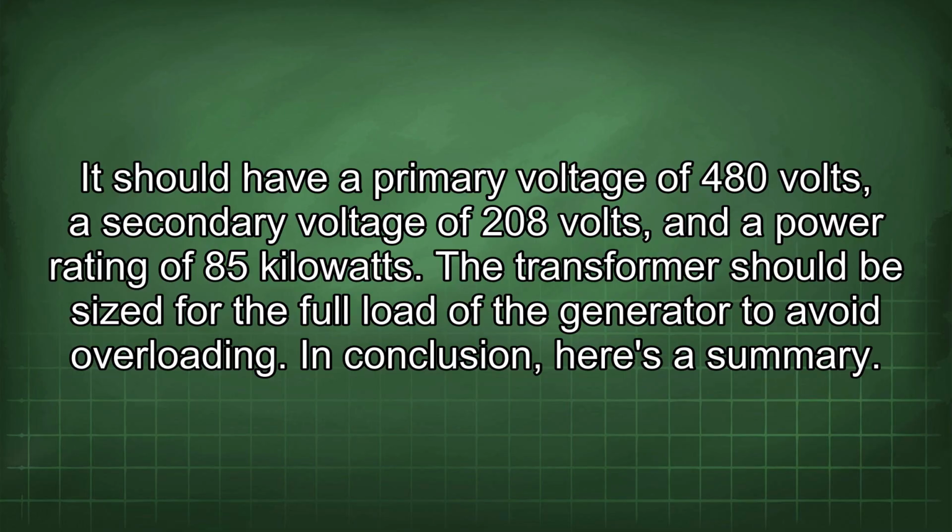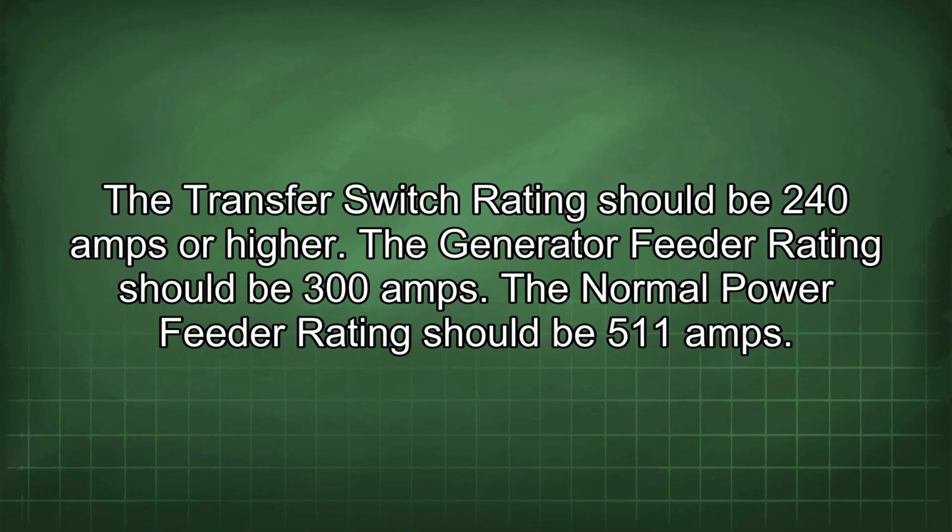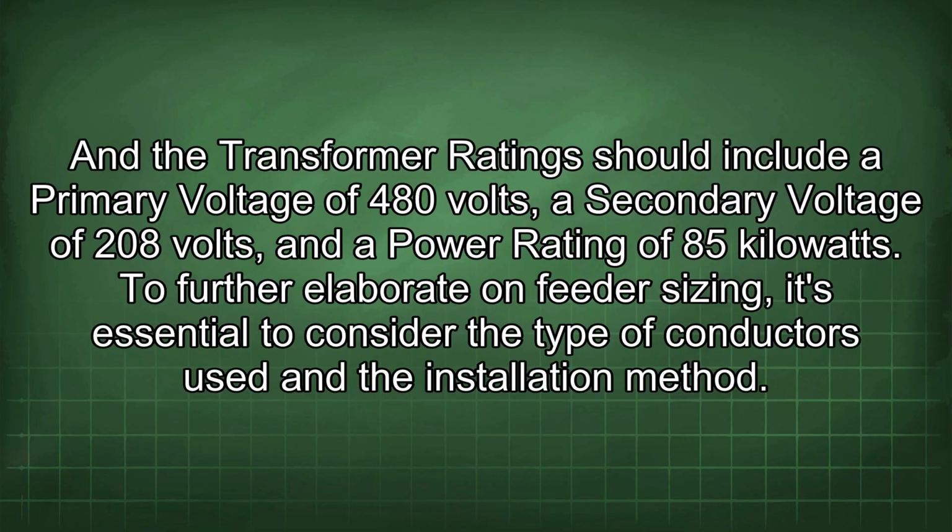In conclusion, here's the summary. The transfer switch rating should be 240 amps or higher. The generator feeder rating should be 300 amps. The normal power feeder rating should be 511 amps. And the transformer rating should include a primary voltage of 480 volts, a secondary voltage of 208 volts, and a power rating of 85 kilowatts.